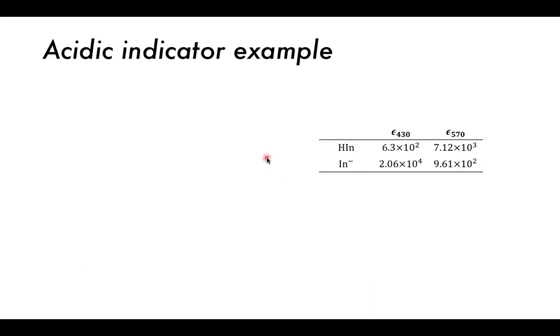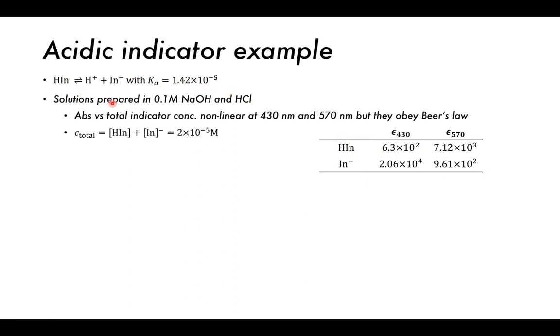Okay, so then let's look at an acidic indicator example. This is a two-step indicator where the absorbance is recorded for the indicator at two different wavelengths, for both the weak acid and its conjugate base. So here's our equilibrium with Ka equal to 1.42 times 10 to the minus 5. Solutions are prepared in 0.1 molar sodium hydroxide and hydrochloric acid. So we have the absorbance versus total indicator concentration. We have a nonlinear response at 430 nanometers and 570 nanometers, but both obey Beer's law at those wavelengths.